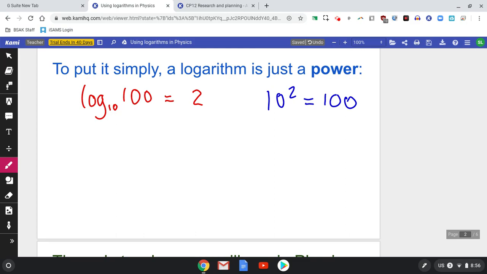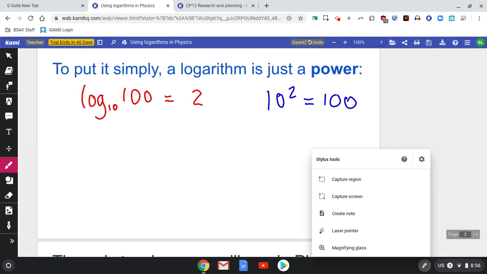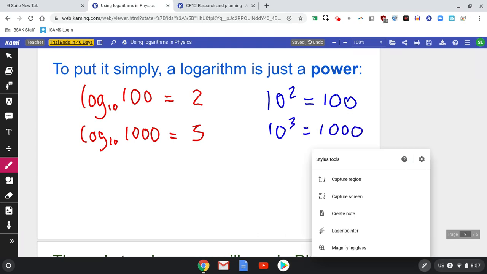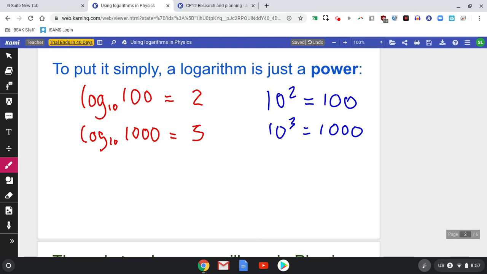Okay. But what about another one? Let's keep it log 10. Log base 10 of 1,000 is, any guesses? Well done. Is 3, because 10 cubed is 1,000. So it's as simple as that. A logarithm is a power. So if we take our base and we want to get it up to that number, we have to raise the base by a power of what the logarithm is. So a logarithm is a power.